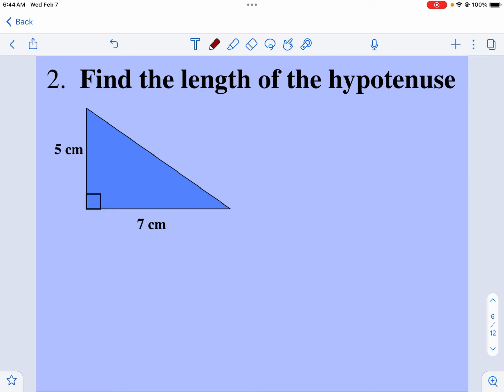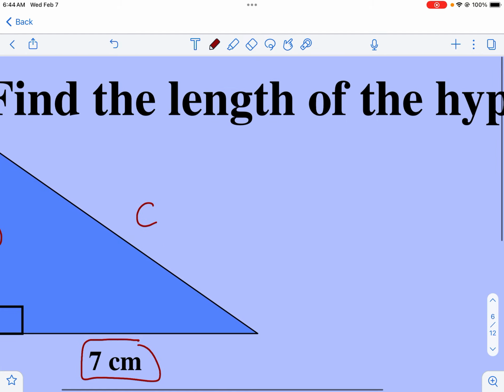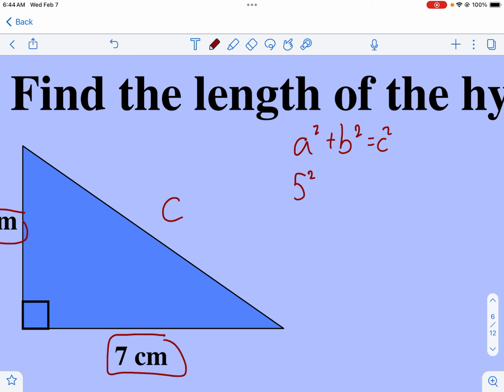Same thing here again. They've given us both of our legs, 5 and 7, and they're asking us to find our c, our hypotenuse. We can say a squared plus b squared equals c squared, and then go ahead and solve. So insert your values: 5 squared plus 7 squared equals c squared. 5 squared being 25, 7 squared being 49, and c squared just being c squared.